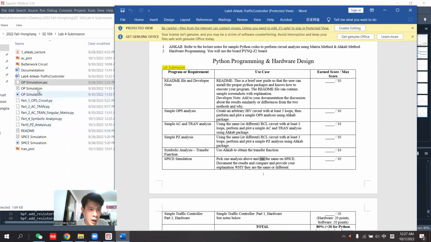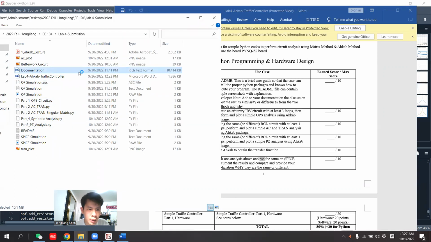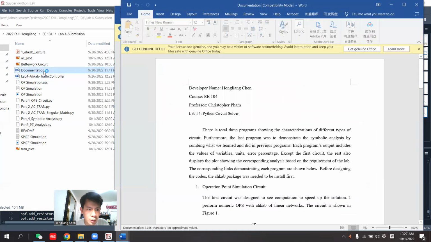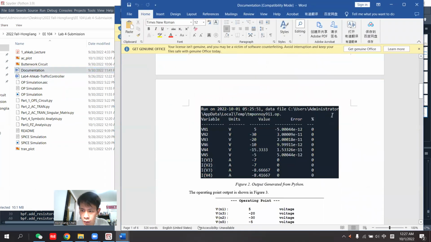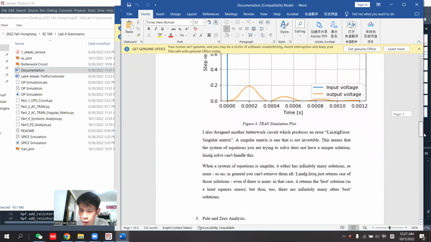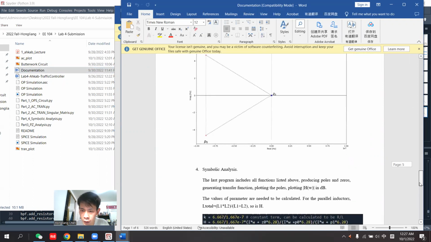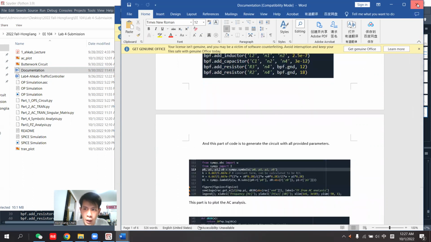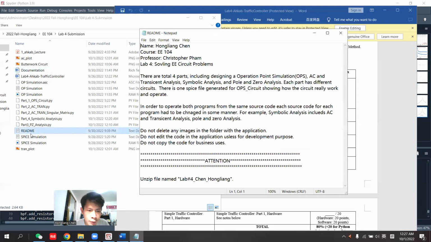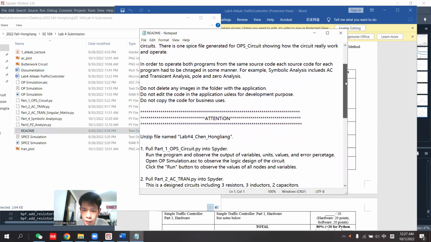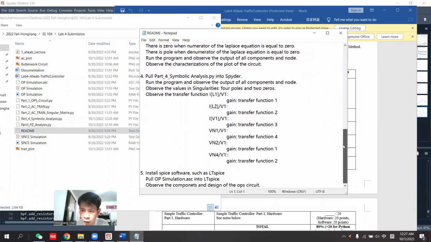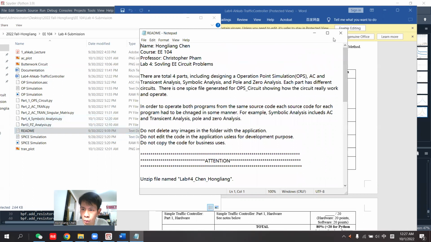And I have the documentation paper in the folders too, showing which part is important and which part is the function of each part of the code. And I also include a README file for the users to understand easily how to run the Python programs in this folder.